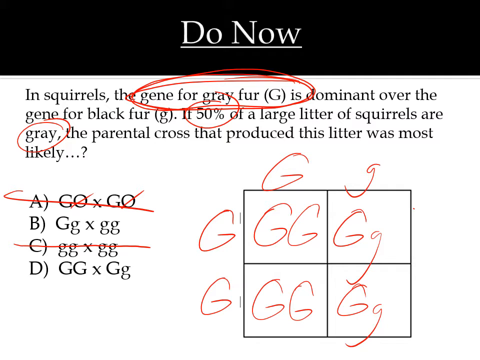So yeah, this is not going to work because every one of these options has at least one of the big G's. So every one of these choices will be entirely gray, and that's definitely not the 50% gray we're looking for. So choice B was our answer.